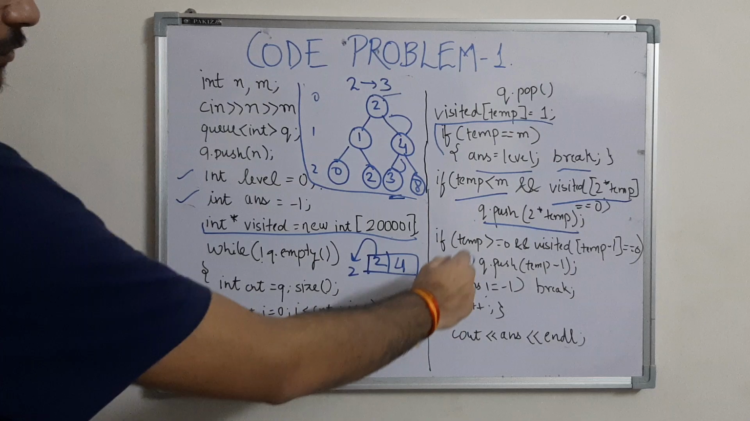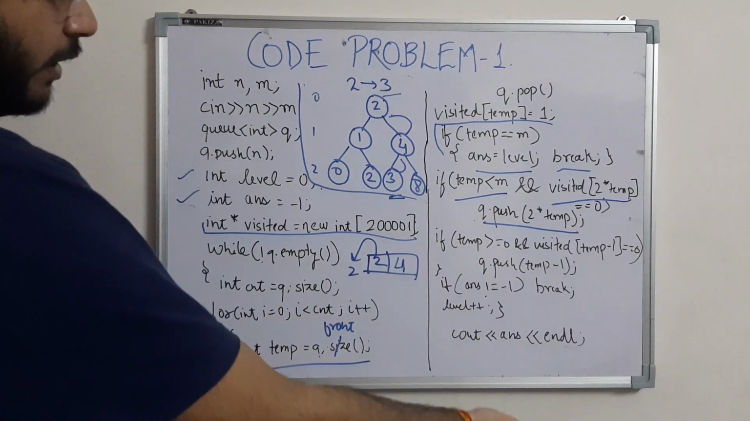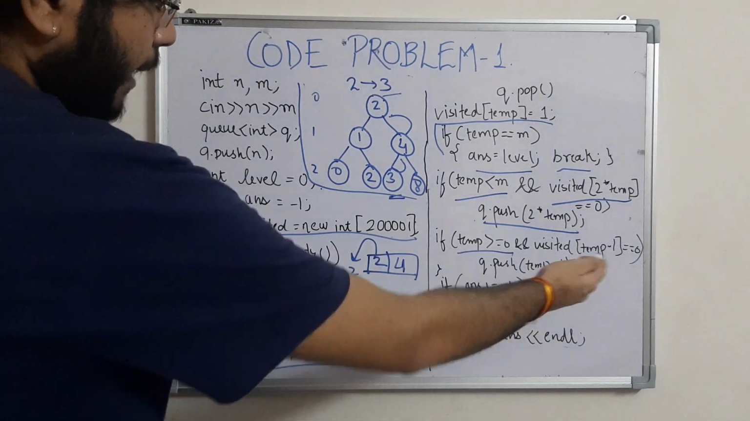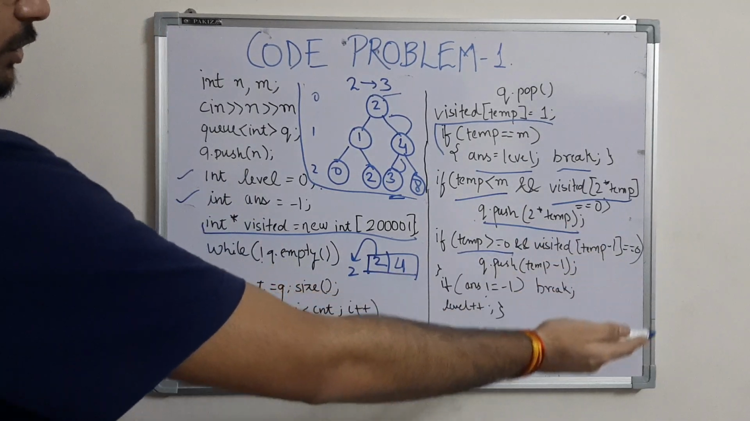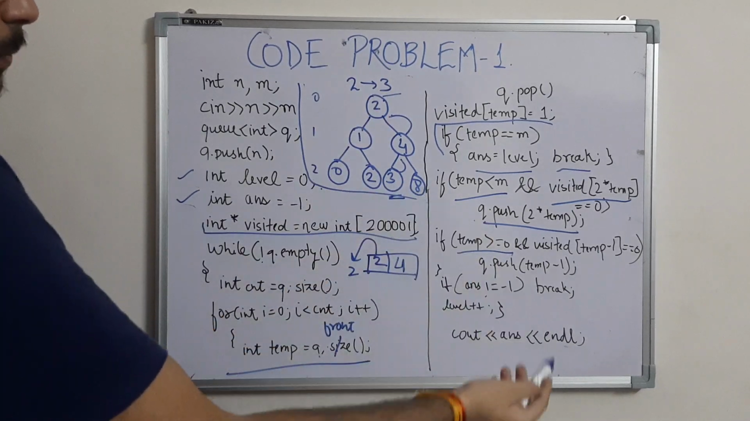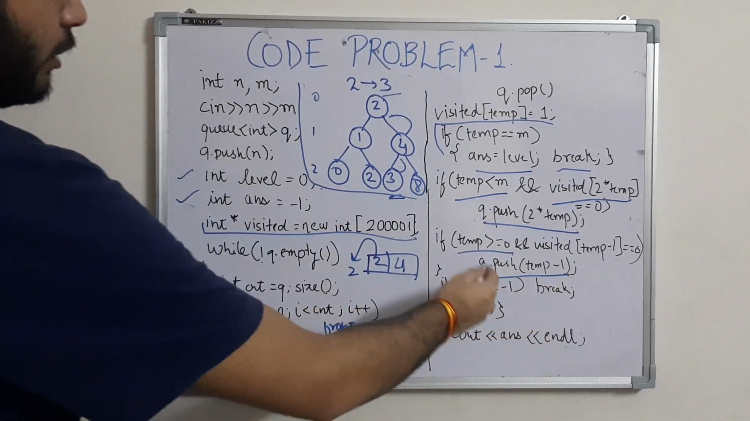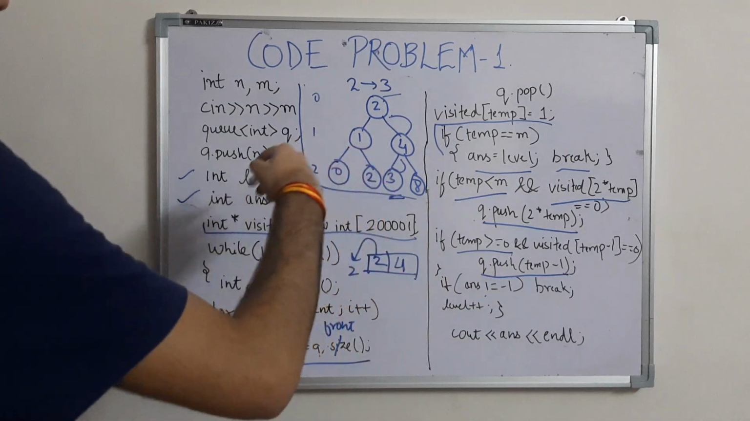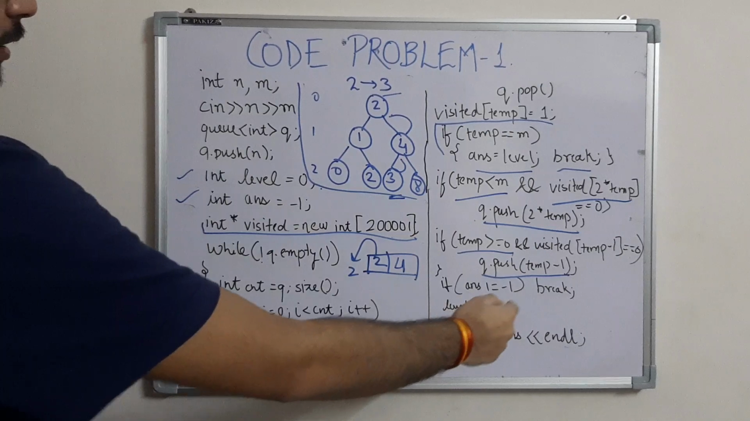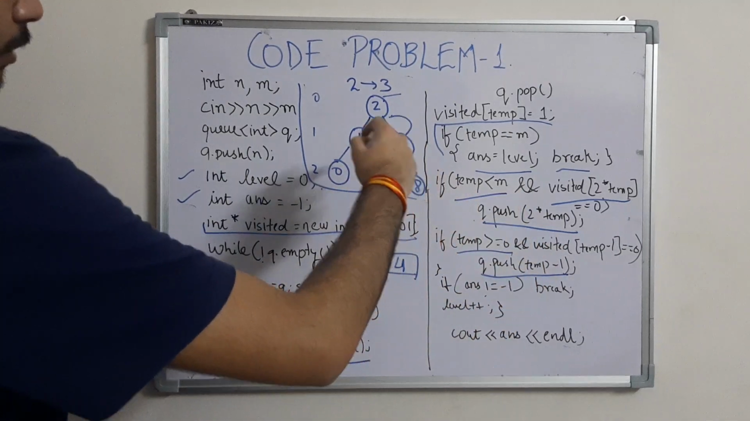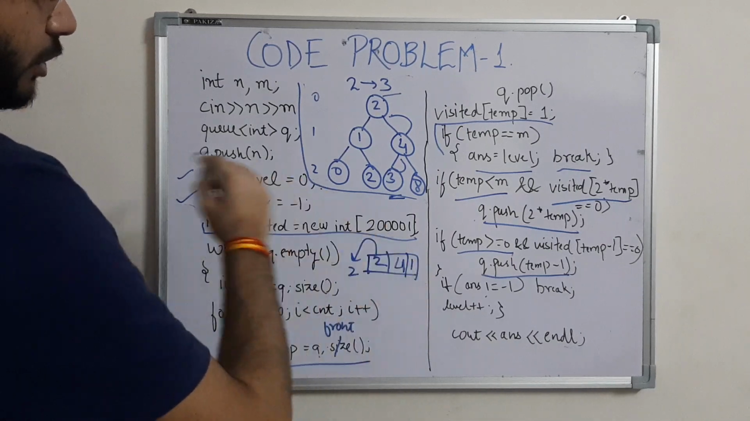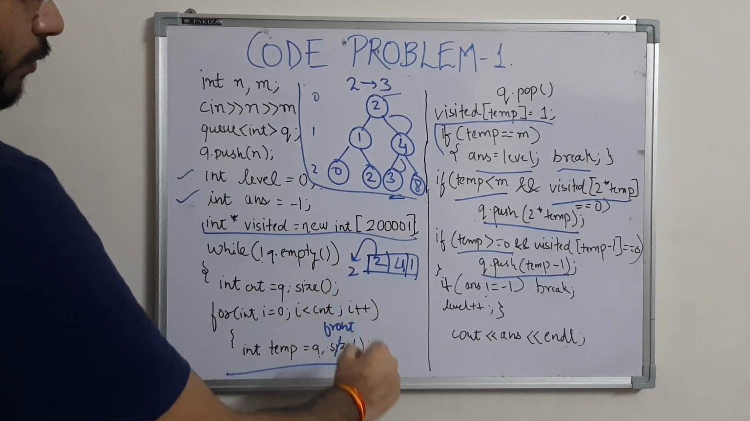Second if condition is if the temp is greater than or equal to 0. If it is greater than or equal to 0, or positive, and visited of temp minus 1 is equal to 0, that means the value which is 1 less than the given value is not visited, then we can push the value into that node. We cannot push negative values here because all the values are positive. So we'll push the value which is one less than the given value into the queue. So here in this case 1 is pushed into the queue and 2 is already popped out.